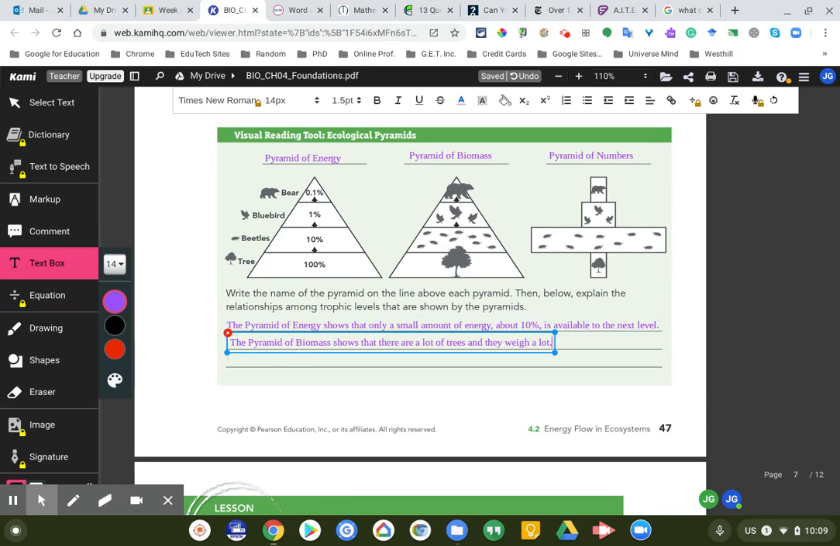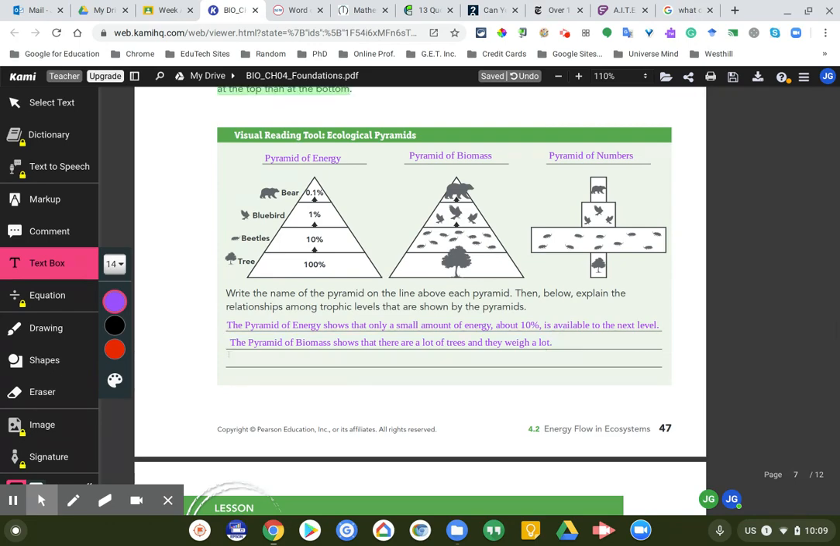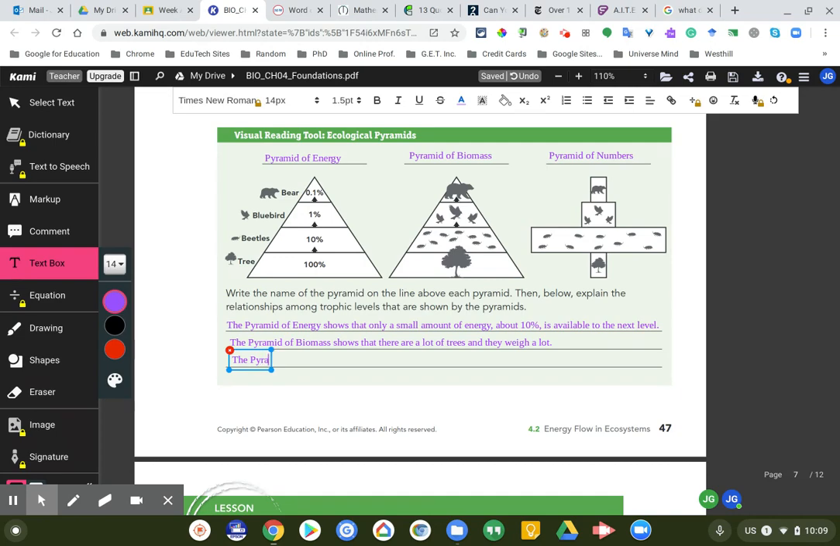And basically the pyramid of numbers shows that many insects can feed on one tree. And it shows some other stuff here too, but many insects are feeding on this one tree. So that's kind of why it looks like this.